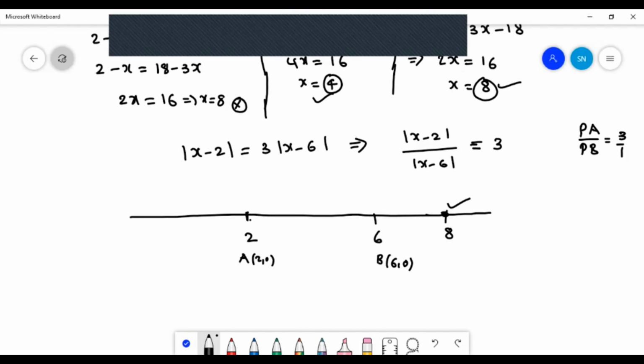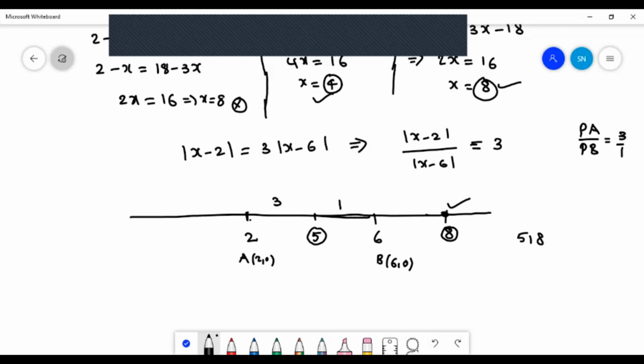Okay. So next, one more point, 2 to 5. When you consider 2 to 5, the distance from 2 to 5 is equal to 3 units, and 5 to 6 is 1 unit. So the ratio of the distances is 3 by 1. So another solution is 5, and here 8. So what are the solutions? 5 and 8. So there might be a mistake in the previous case.